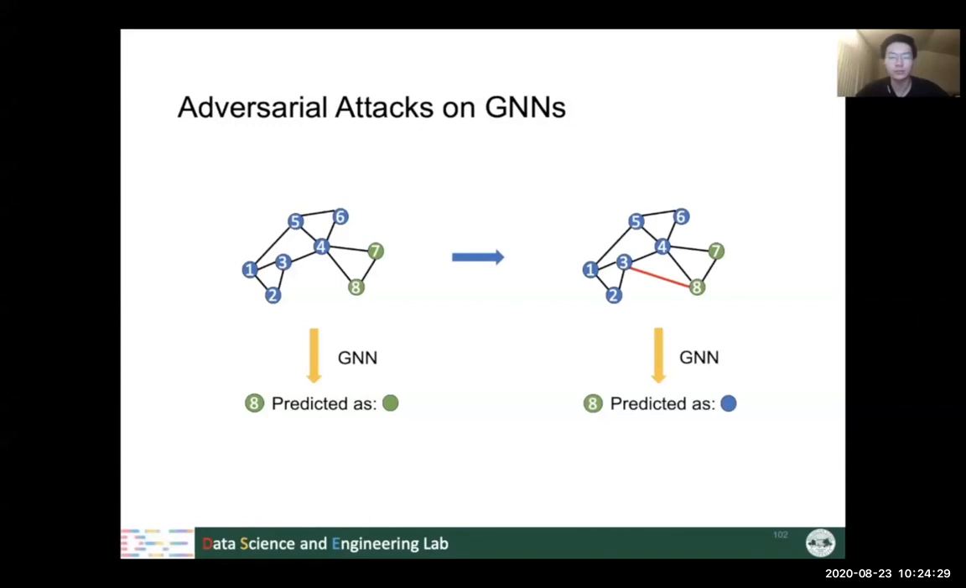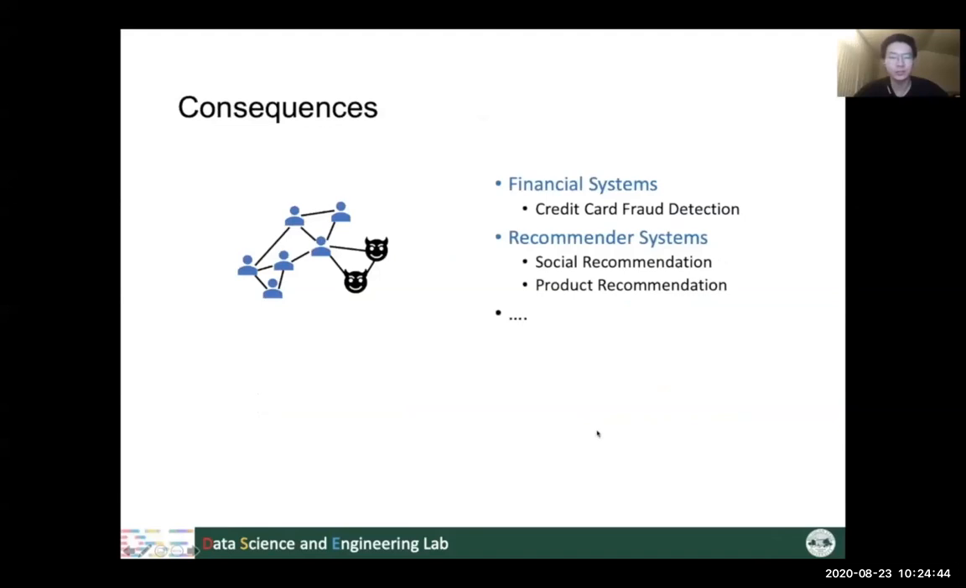Then you may ask, why is this problem important? Actually we don't care about this toy example, but if the graph is a credit card transaction graph and the 2 green nodes are actually 2 fraudsters, the fraudster can connect with some other high credit users to disguise itself and then escape from the detection of the GNN model. And this can be very detrimental. Besides financial systems, graph adversarial attacks can also harm recommender systems, like social recommendation in Facebook and product recommendation in Amazon, where the attacker can change the ranking of the recommended items.